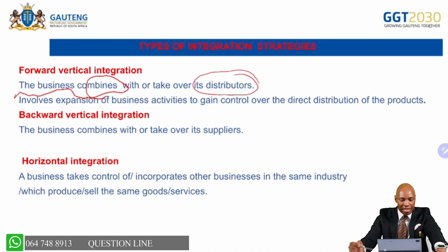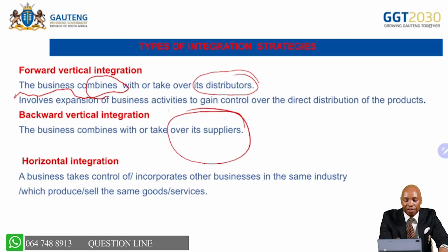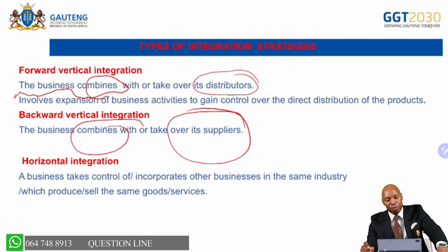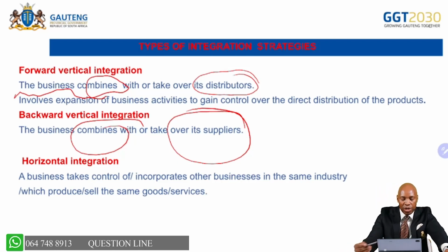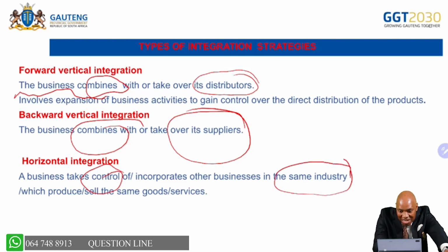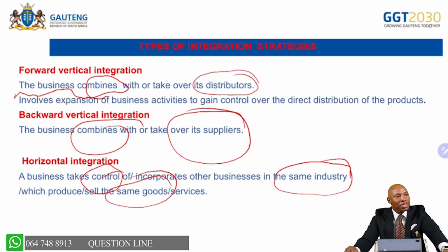Now, if suppliers are giving us a problem and we want to control suppliers as a business, we can combine with our suppliers, applying which business strategy? Backward vertical integration. So that is the purpose of the business strategies, because we did research as we were doing POTAS 5. Then we have our horizontal integration. The business takes control of other businesses in the same industry which produce the same goods. Those are our competitors.